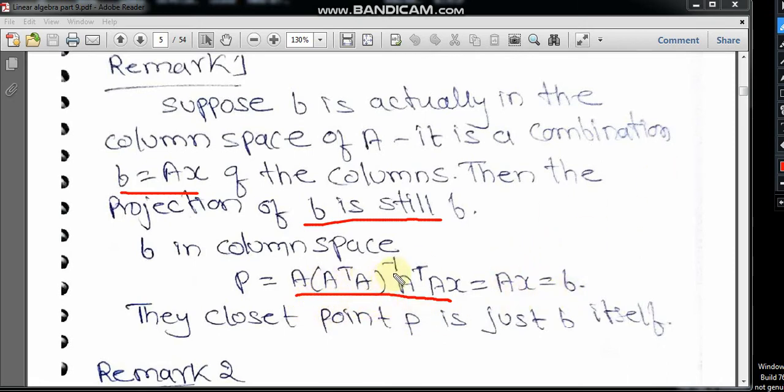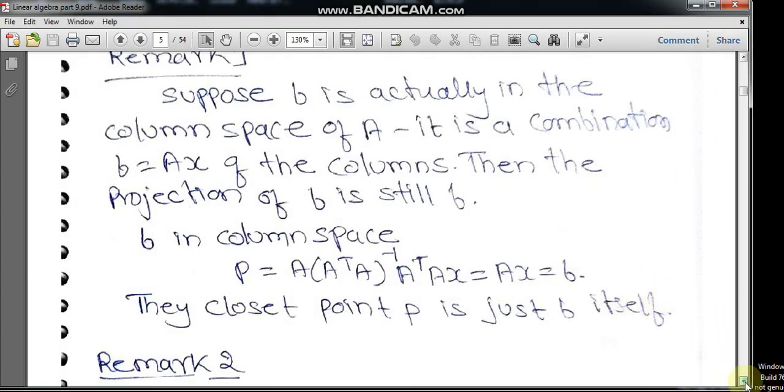When I try to solve that projection, it will be A times A transpose A inverse, here you have A transpose A, and here A transpose A inverse. So what will this value be? This whole together will equal I, right? That's the identity. A into I gives you A. So AX equals B. So B is still in the projection within the column space.